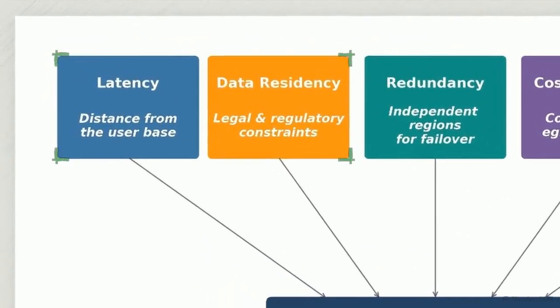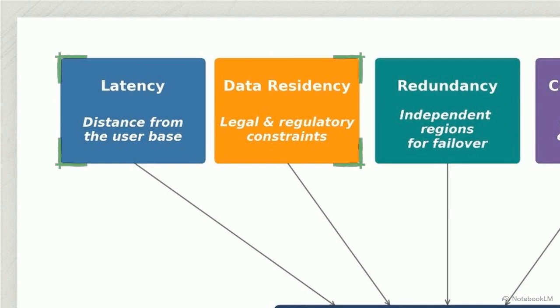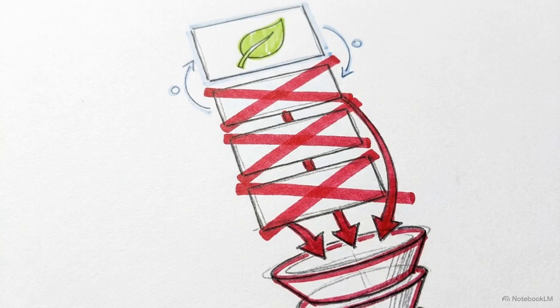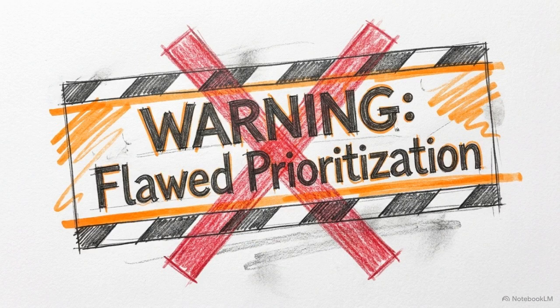We begin with absolute constraints, data residency laws, and the physical latency dictated by the speed of light. Carbon intensity acts as the final tiebreaker, not the starting point. If you prioritize these factors out of order, especially placing carbon first, you guarantee an architecture that will fail legally, technically, or financially. This brings us to a common exam topic: architectural anti-patterns.